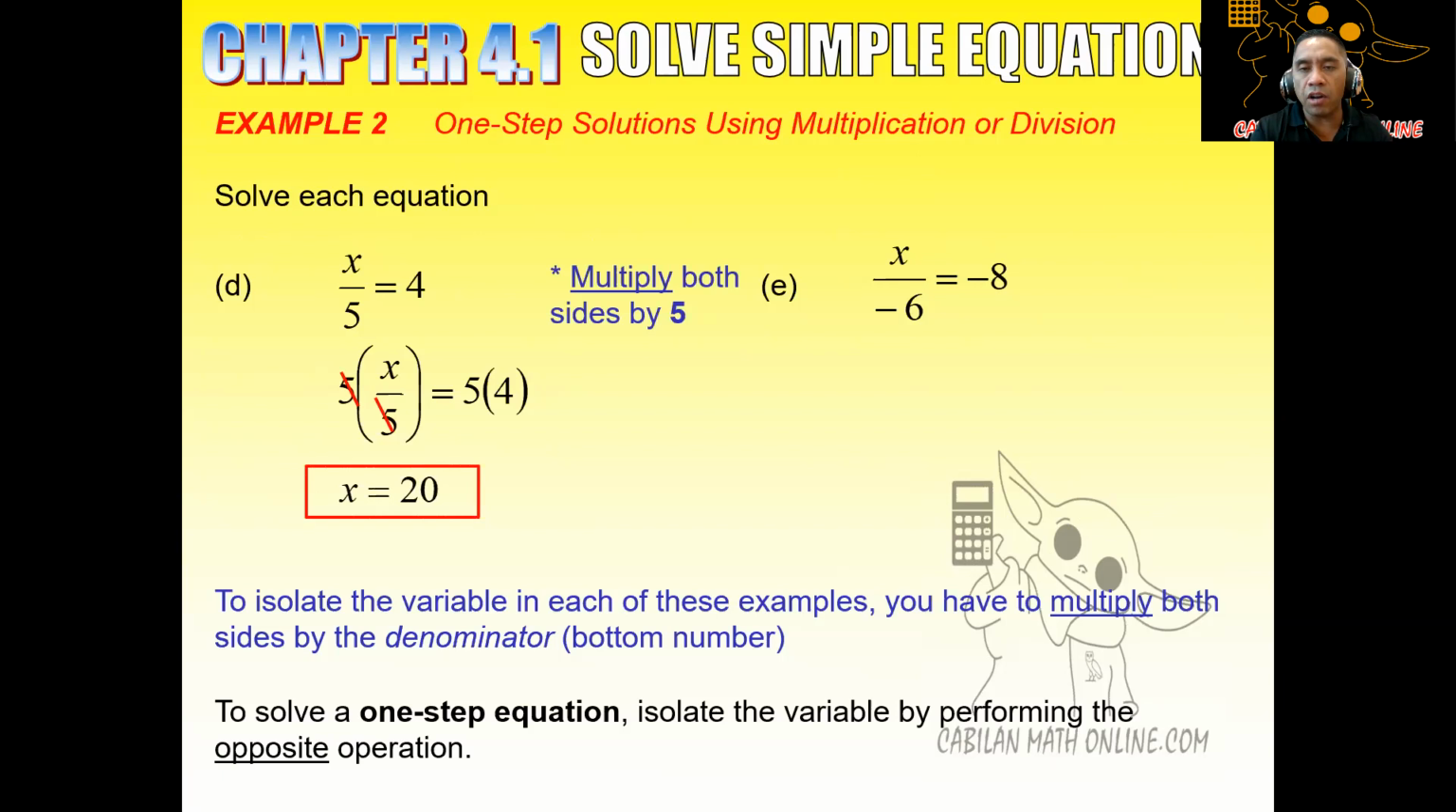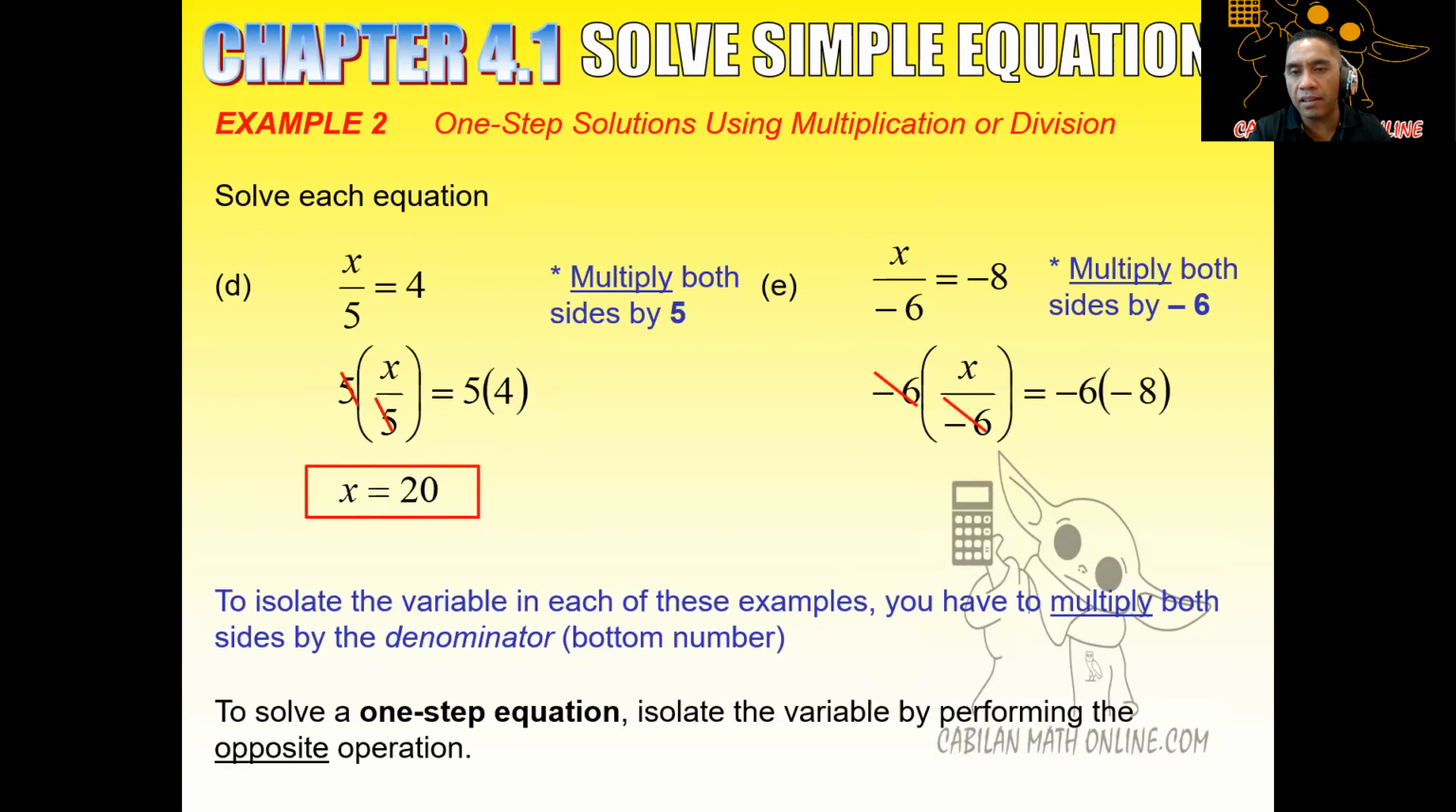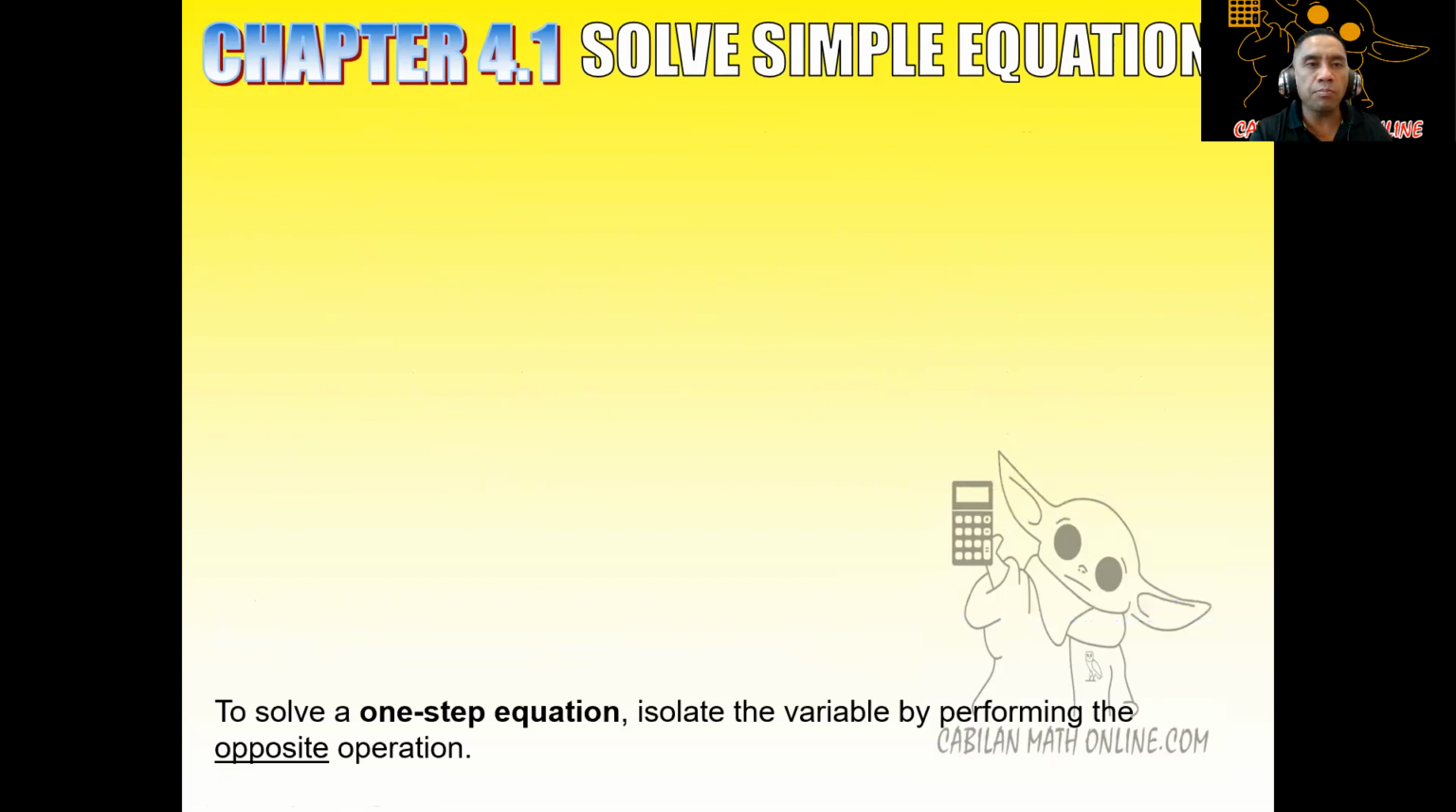Now, the same applies to negative numbers. So even if you have a negative denominator, you still need to multiply both sides by that number, including the negative. Okay, and you notice here, just like the previous example, the denominator cancels out, and then negative 6 times negative 8 is going to give me positive 48. All right, so again, the key thing that you want to see here is the instruction written in blue. Whenever you see a fraction and you're involved in one-step solutions, you always just have to multiply both sides by the denominator. All right, let's move on here.